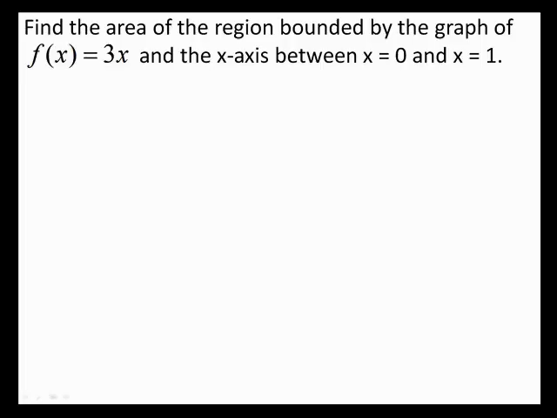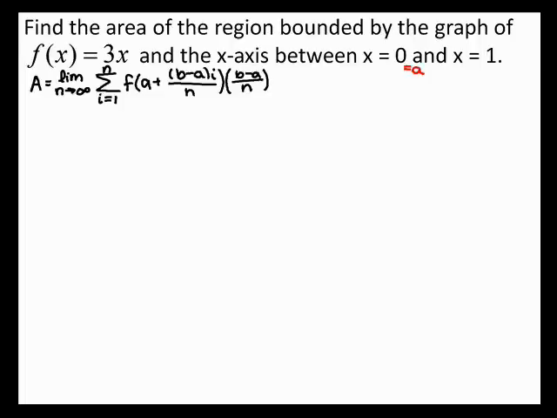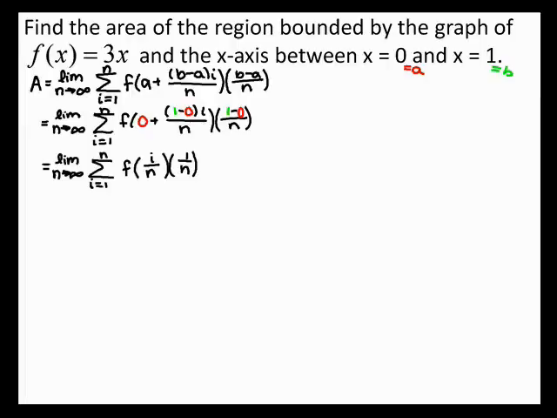Find the area of the region bounded by the graph of f of x equals 3x and the x-axis between x equals 0 and x equals 1. Use the formula a equals the limit of the sum from i equals 1 to n of f of a plus b minus a times i divided by n times b minus a divided by n as n approaches infinity. Substitute 0 in for a and 1 in for b. Simplify 0 plus 1 minus 0 times i divided by n and 1 minus 0 divided by n.